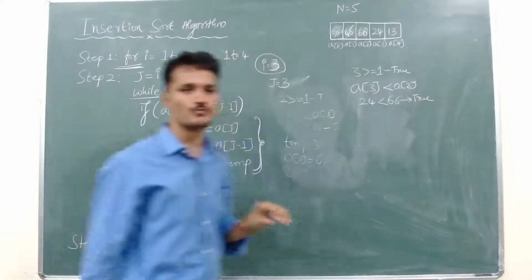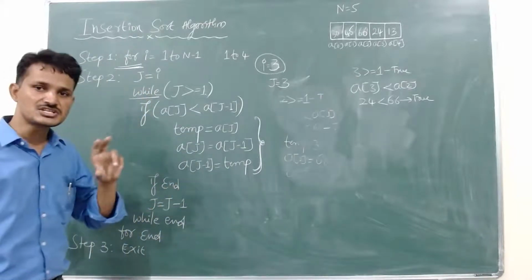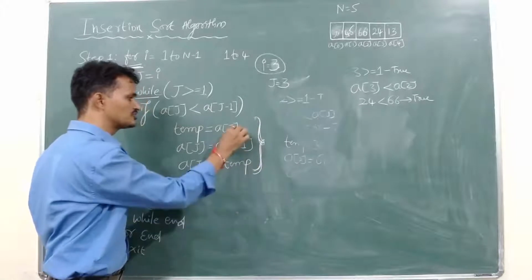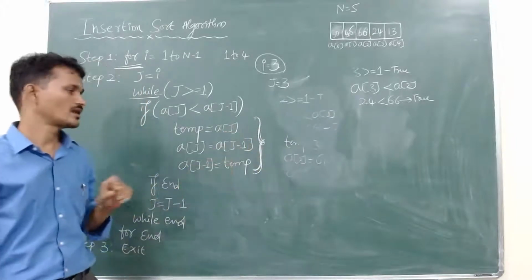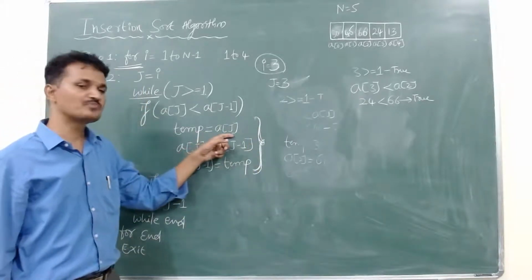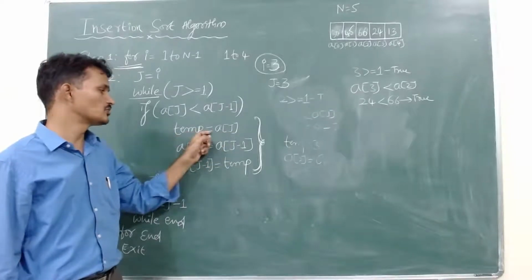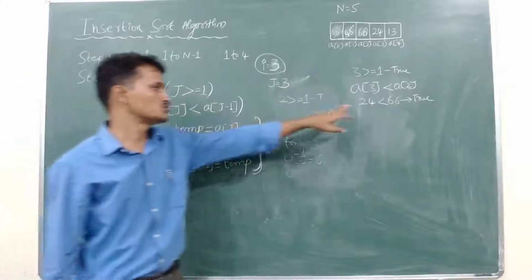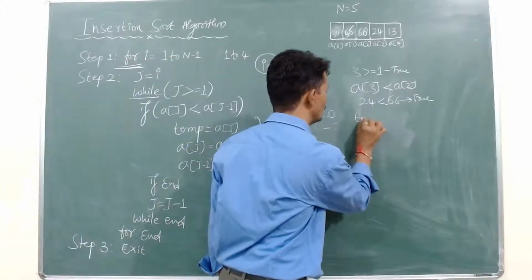When the condition is true, what do we need to do? We need to interchange those two values. For interchanging, these three statements are there. Temp is equal to a of j. What is a of j? A of 3. What is the value stored in a of 3? 24. 24 will be shifted to which variable?